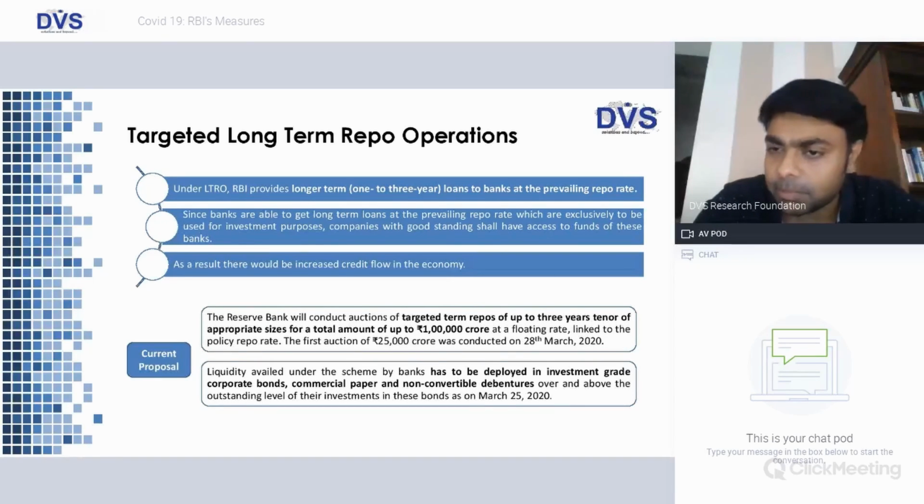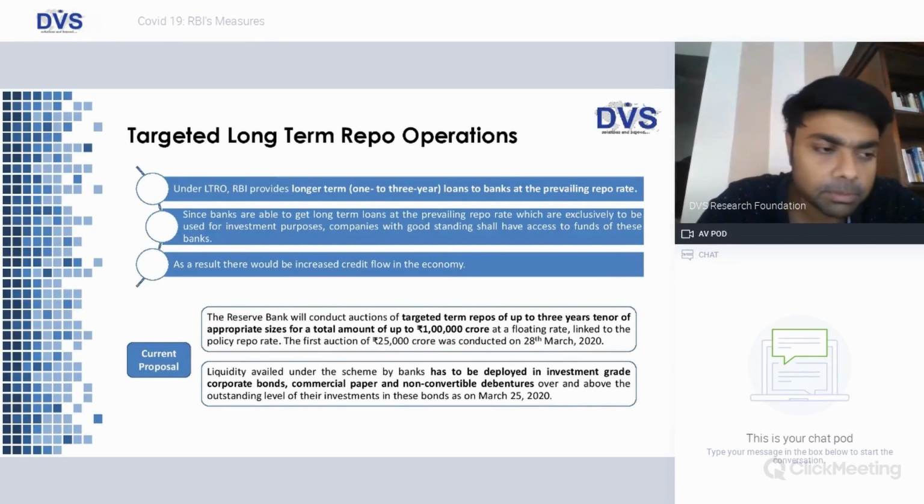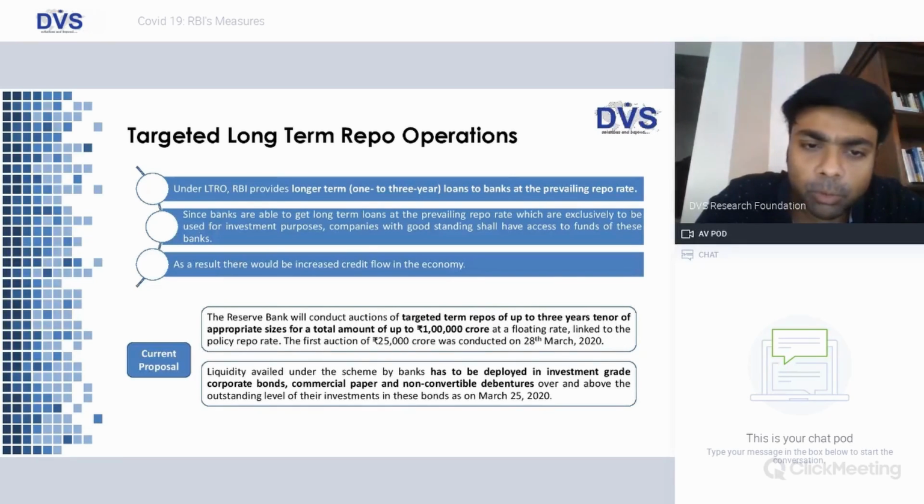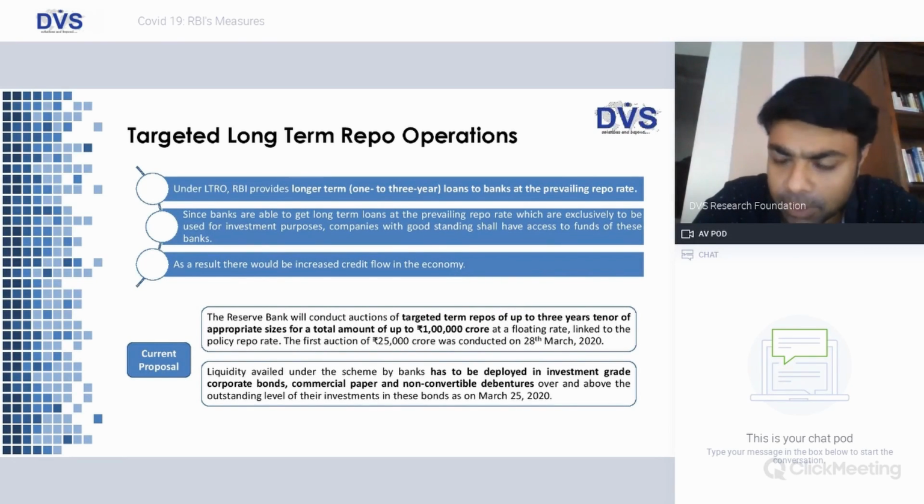Companies with good standing will now have access to bank financing on much more competitive terms, because RBI is giving these loans to the banks, and obviously this is going to expand the credit flow into the economy. So what the current proposal is, the RBI would conduct auctions of targeted term repos of up to 3 years. So let's say Bank of India wants a 10,000 crore 3 year line. Likewise, every institution will put in their demand for various lines, for a total amount of 100,000 crores, 1 lakh crores, at a floating rate. That's the overall window given, linked to the policy repo rate.